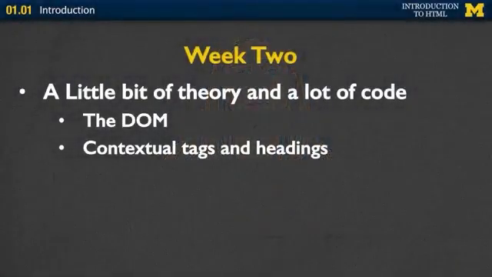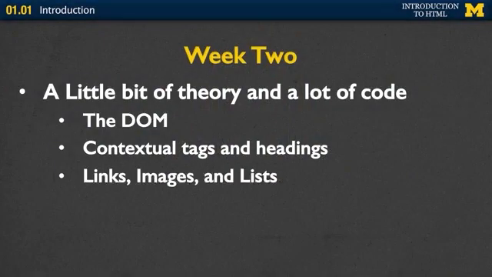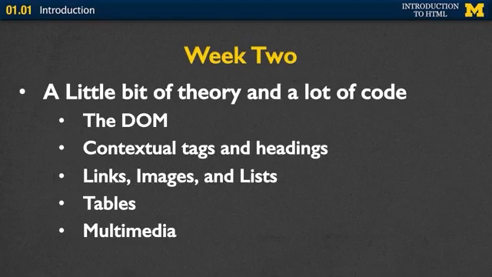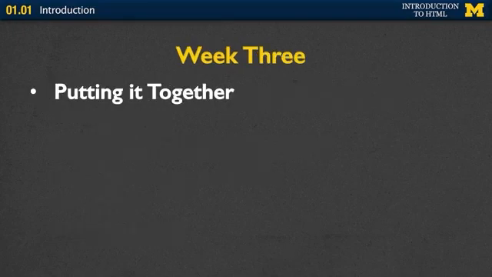We're going to talk about things called contextual tags and headings and different things we can use to make our site have different meanings and different appearances. We're going to talk about links, images, lists, tables, and also multimedia in case you would like to add any video or audio to your site.